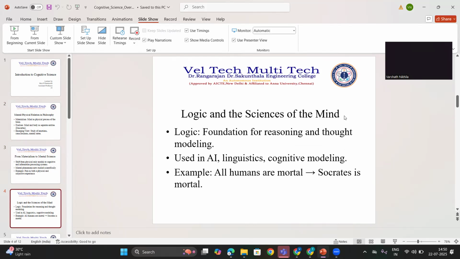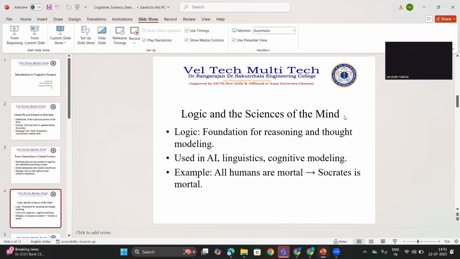So the next topic is logic and the sciences of the mind. Logic is a foundation for reasoning and thought modeling, used in AI, linguistics, and cognitive science, right? Cognitive science is the interdisciplinary study of the mind and its processes. That is perception, learning, how they are learning, and all of that is in cognitive science.